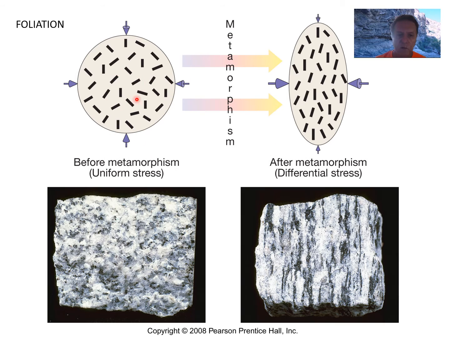So before metamorphism, we have uniform stress. We have a piece of granite here. We squeeze and heat up this rock, metamorphize it, if you will, through differential stress. And now these individual black mineral crystals start lining up perpendicular to the direction of maximum stress. So there's the maximum stress left and right, and they start lining up vertical or near vertical. This gives you the characteristic pattern that we know as foliation.